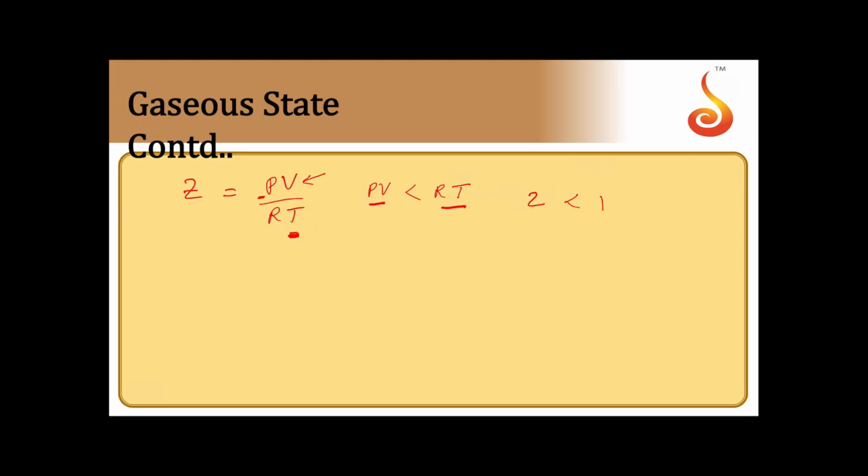When PV is less than RT, they are occupying lesser volume than the ideal volume. Lesser volume means the molecules are coming close to each other, and that is possible only if they are experiencing strong force of attraction between the molecules. So whenever molecules are experiencing attractive forces, the compressibility factor is going to be less than 1. Suppose the volume of the gas is more than the expected volume of the gas. When this is more, then the product PV should be more than RT. In such a case, the Z value will be more than 1.